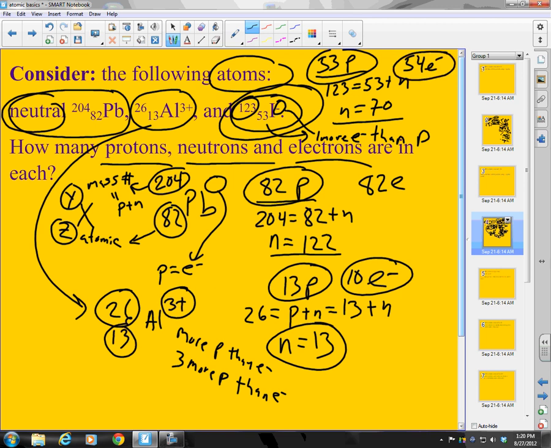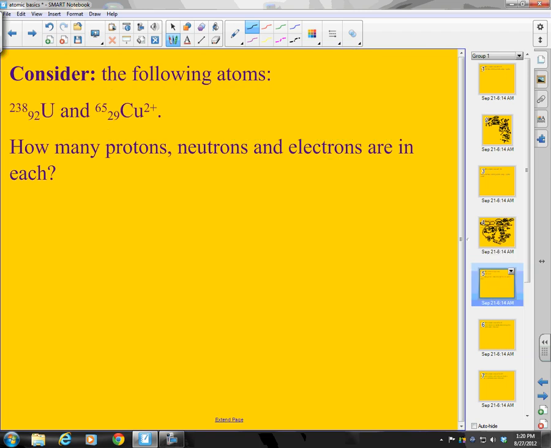Cool. Great. Let's see what you guys can do on your own. Here you go. Consider uranium-238 (238, 92 U) and copper-65 (65, 29 Cu) 2 plus. How many protons, neutrons, and electrons? I'll give you, what do you think, 30 seconds maybe? That would be cool. Okay, go.